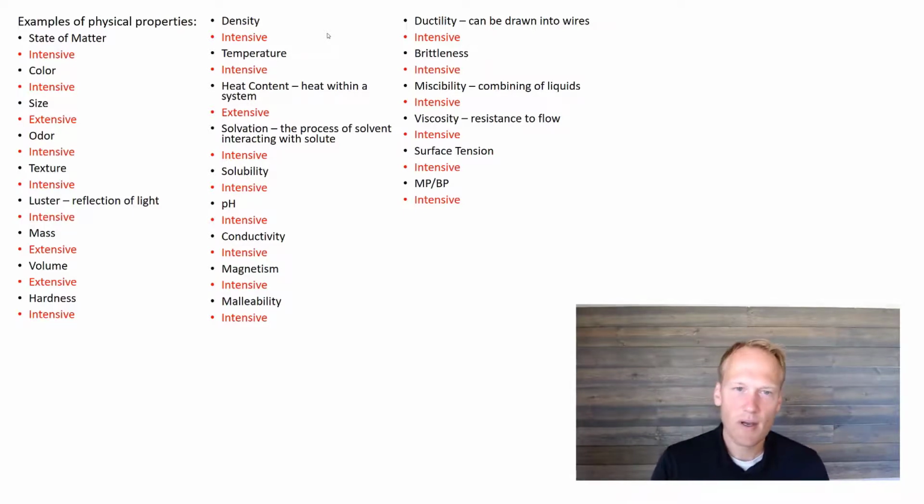sample. So the list here, first of all, these are all physical properties. I can observe all these things without any chemical reaction. That's number one. Number two, hopefully that helps you understand the difference between intensive and extensive. Remember, intensive is so intense it doesn't change with the size of the sample.